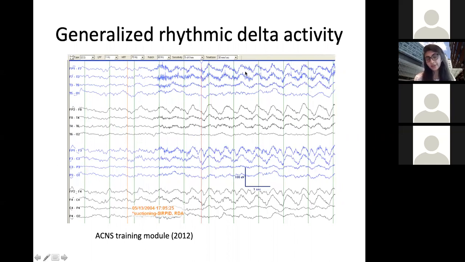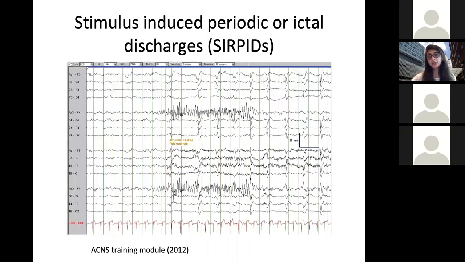So this is another bipolar montage, left and right temporal, left and right parasagittal chain, and we see generalized rhythmic delta activity. When these patterns occur in association with a stimulus, which could be examining the patient, turning the patient, even walking into the room, we refer to them as stimulus-induced periodic or ictal discharges. And I'll talk more about the prognostic significance of these in just a little bit.